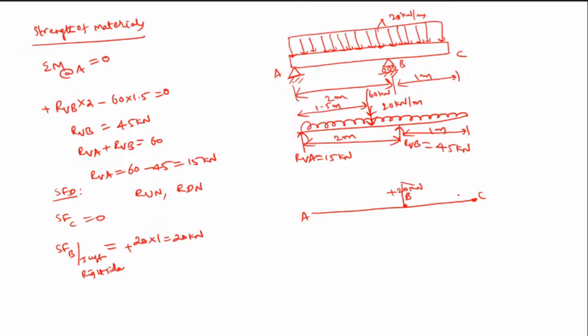And how will you join? It is an inclined line. Similarly, SF at B, just the left side: 20 into 1 is 20, and it is minus 45. So 20 minus 45 is minus 25 kilonewtons. That is minus 25 over here. And similarly SF at A.